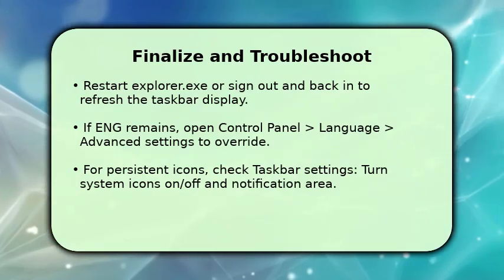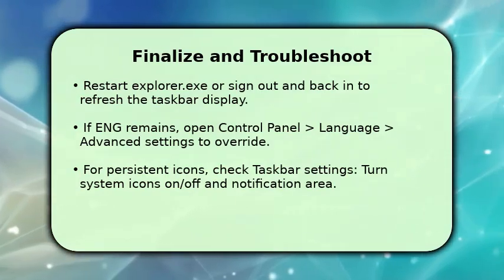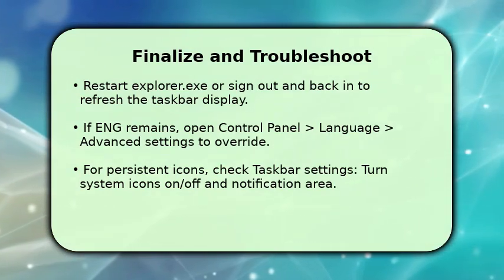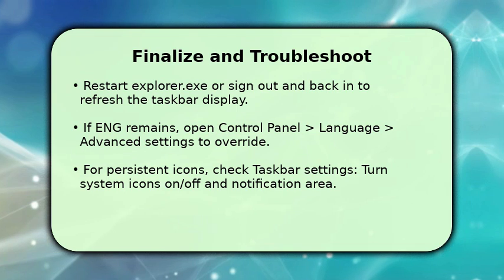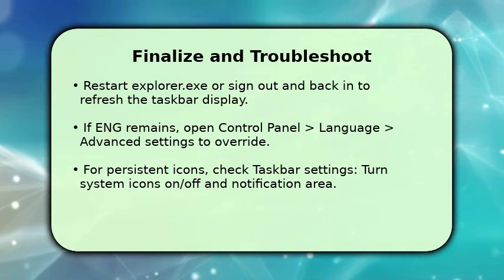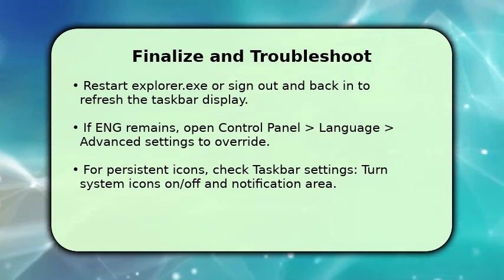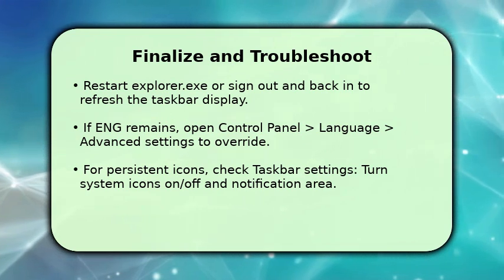Finish by refreshing the interface so the ENG label disappears. Sign out and back in or restart Explorer.EXE via Task Manager to force the taskbar to update. If ENG still shows, open Control Panel's Language Advanced settings and set the default input method, then reboot.